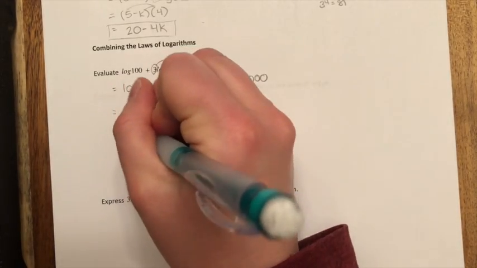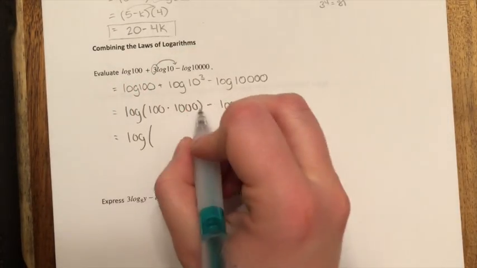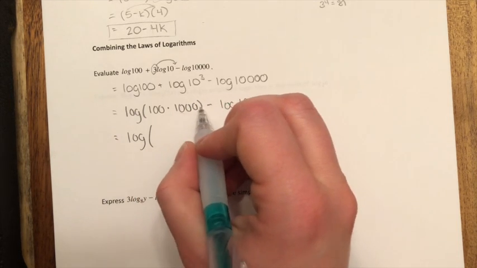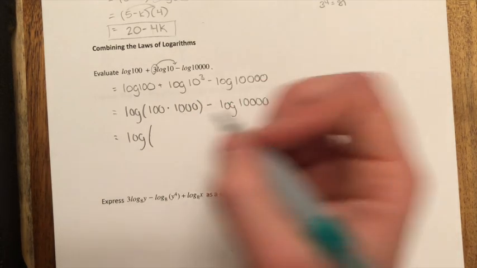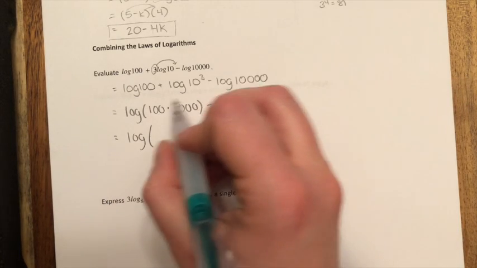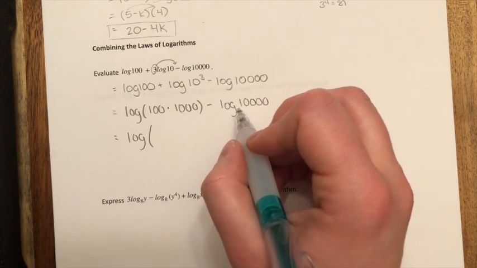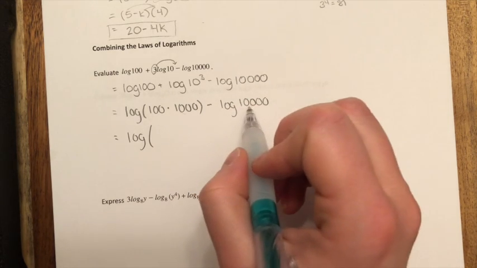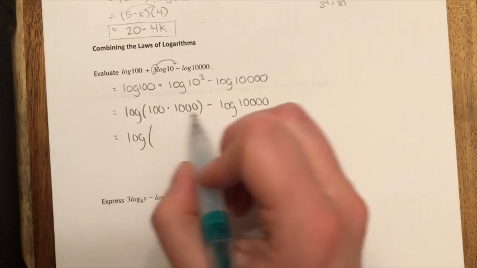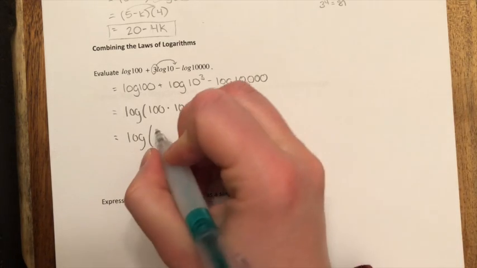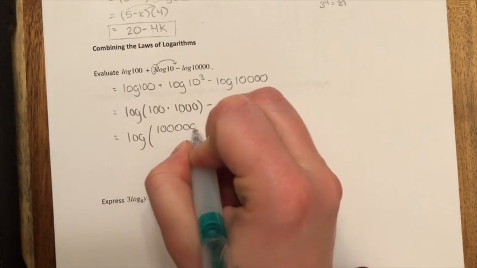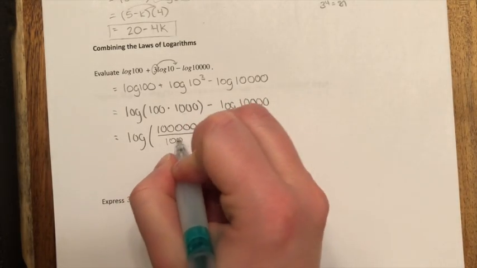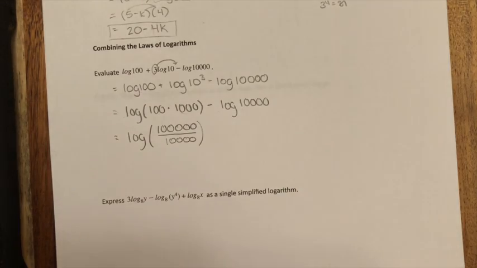So then we've got log of, so this whole thing is 100,000, right? So 1,000 times 2 more zeros is 100,000. And so we've got log of 100,000 minus log of 10,000. So when we've got a log minus another log and they're the same base and there's no coefficients in front of them, we can take that first log, that positive log, and I'm going to multiply that out in there and then divide it by the second one.